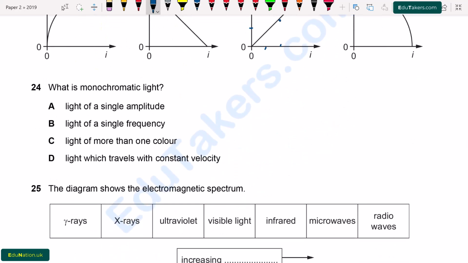Question number 24. What is monochromatic light? Option A, light of a single amplitude. B, light of a single frequency. C, light of more than one color. D, light which travels with constant velocity. So monochromatic light is basically a light of single frequency. Option B is correct.